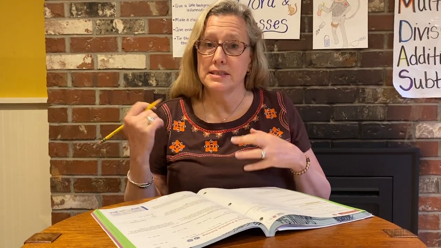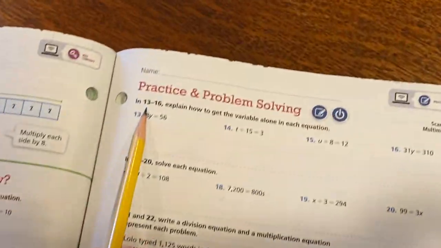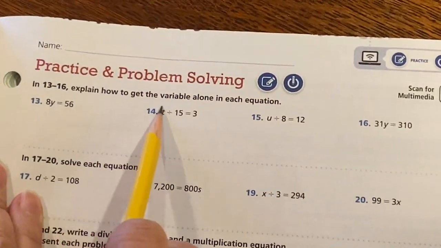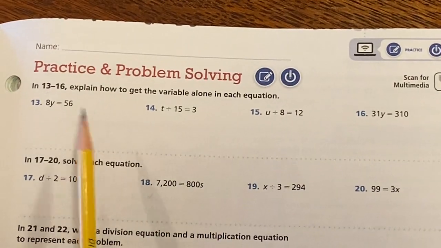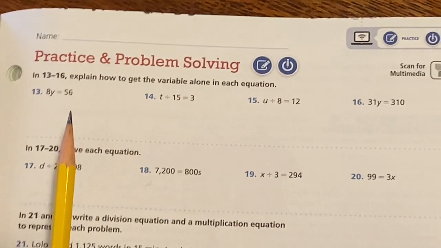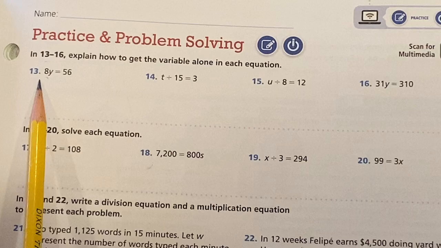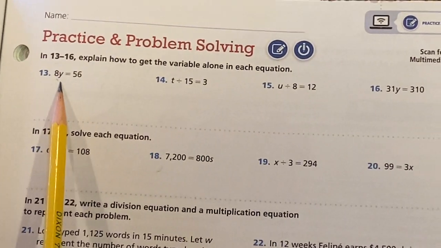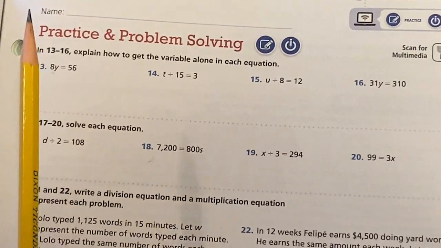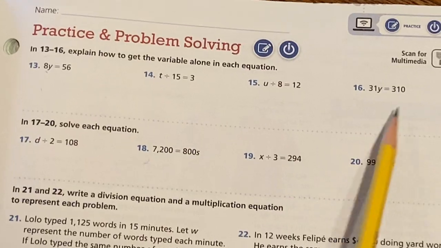So let's go. On page 199, in this first section, 13 through 16 explain how to get the variable alone in each equation. So this isn't even asking you to solve these, it's just saying what do you need to do to that variable to get it alone, right? So this is 8y, which is the same as 8 times y. So what do you need to do? You need to divide by 8, okay? And so forth for all of those.